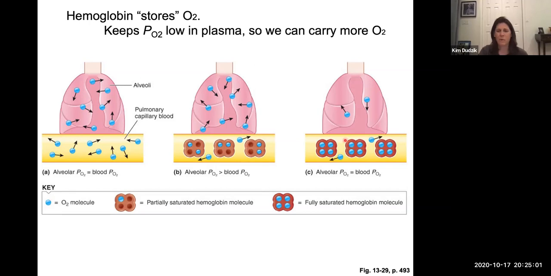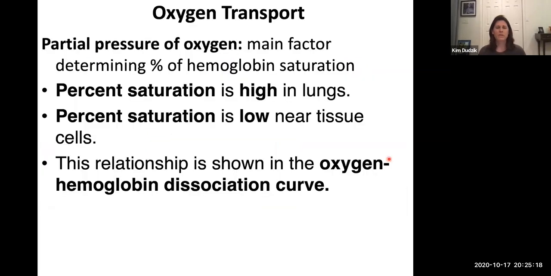And then therefore we can carry more oxygen as it sweeps on and heads into the systemic system. Okay, so you want to be able to explain the importance of hemoglobin in keeping the partial pressure of oxygen low in the plasma. Again, the partial pressure of oxygen is the main factor in determining the percentage of hemoglobin saturation.